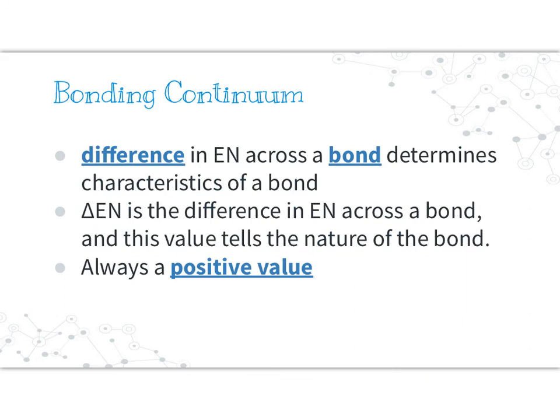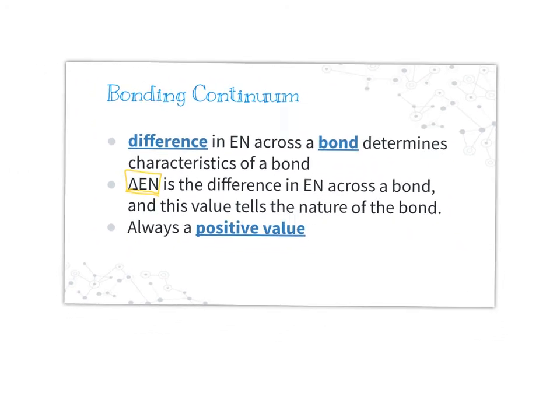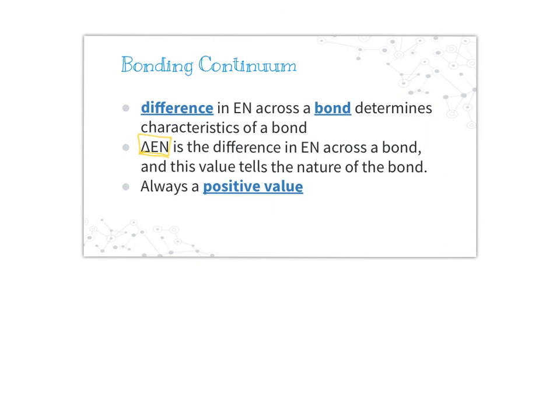All right, the bonding continuum. The difference in electronegativity across a bond determines the characteristics of the bond. So again, a difference in electronegativity is represented by delta EN. So we saw that in a diatomic, the difference between those two same elements would be 0. In a polar covalent bond, it was a moderately low number. And in an ionic bond, the number starts to increase. The change in electronegativity difference across a bond tells the nature of the bond. It's always positive. So let's just quickly draw the bonding continuum and we'll show the cutoffs.